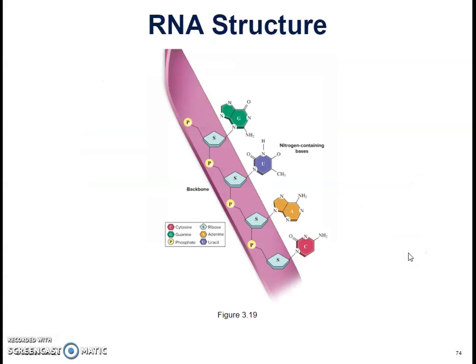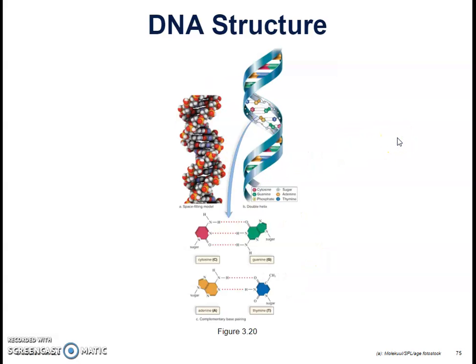So here's the structure of RNA. Here's our sugar, phosphate, sugar, phosphate, sugar, phosphate backbone. And here we have our nitrogen bases. Here's our DNA structure. Here is the sugar phosphate backbone, here in blue. Notice it's twisting. That's our helix shape. It's called a double helix because there are two strands. You'll notice that our nitrogen bases are here in the middle. And these little dots right here represent our hydrogen bonds holding those nitrogen bases together.